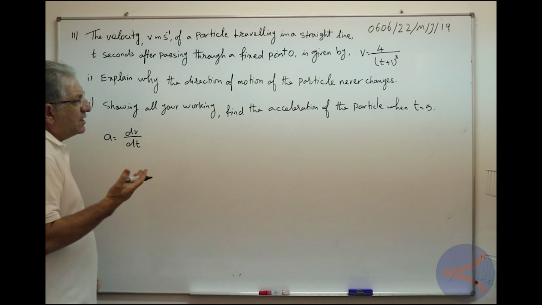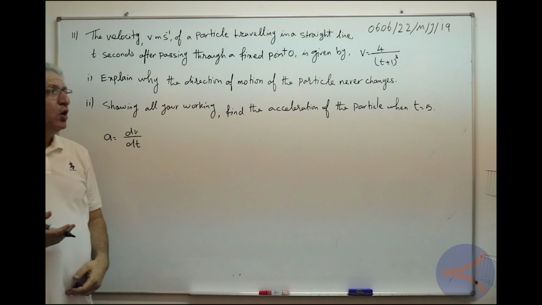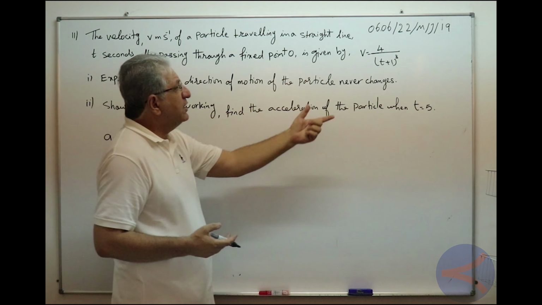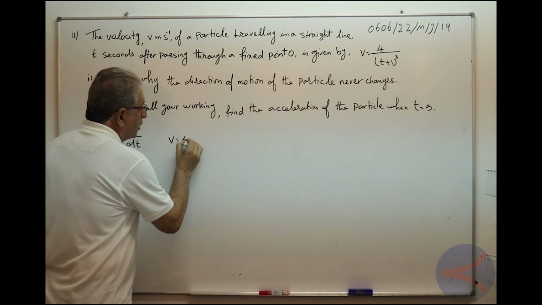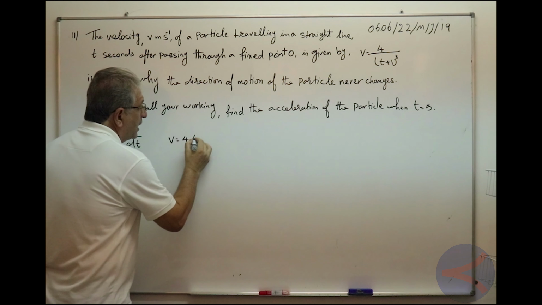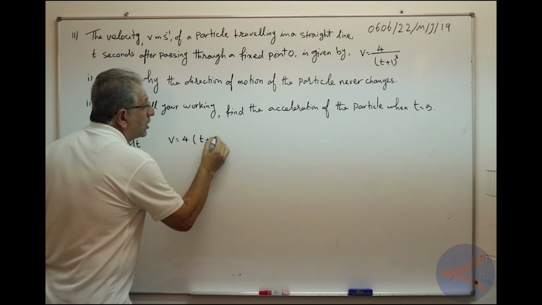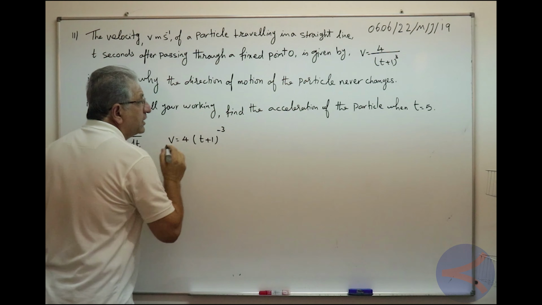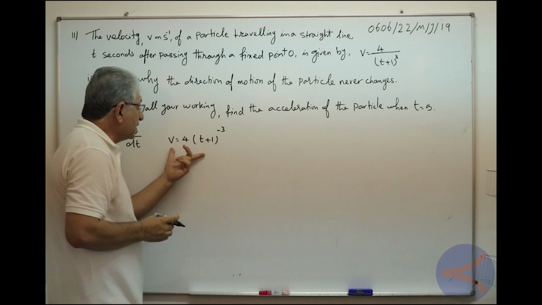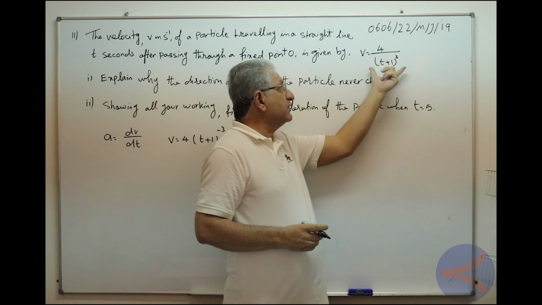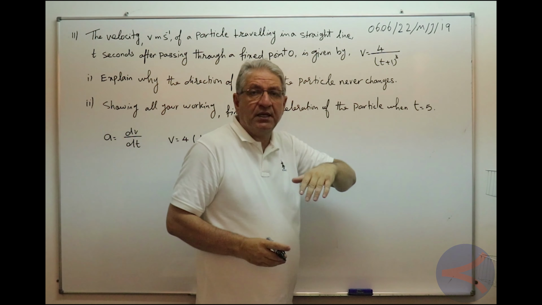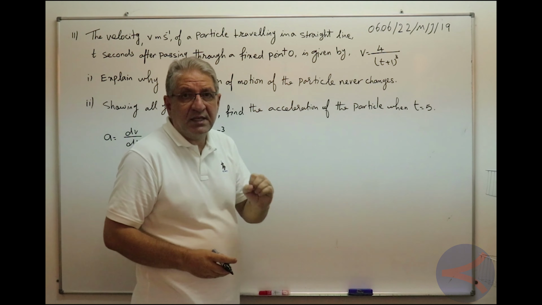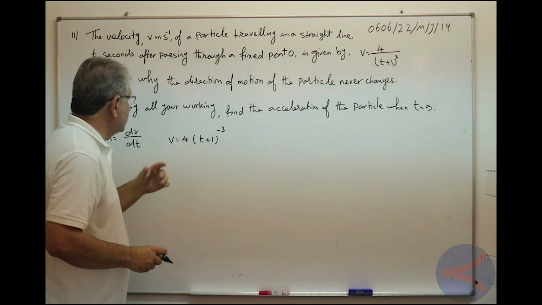We can use either the quotient rule, or we can write v in exponential form. With that, I can write v as 4 times t plus 1 to the power of negative 3. Therefore, this is another format for this. Why negative 3? Because here t plus 1 is in the denominator, which means the power is negative. Therefore, we can write it in this format.